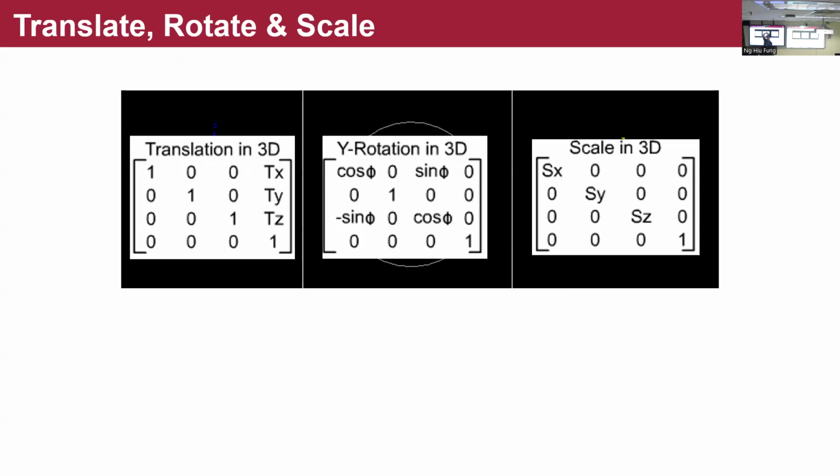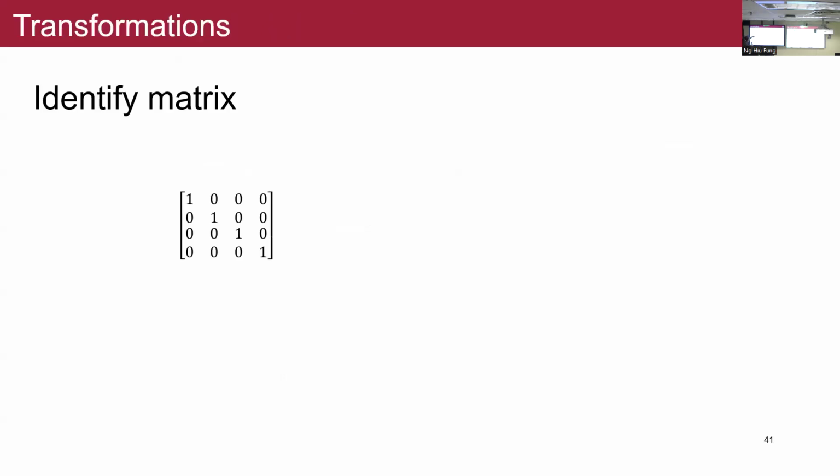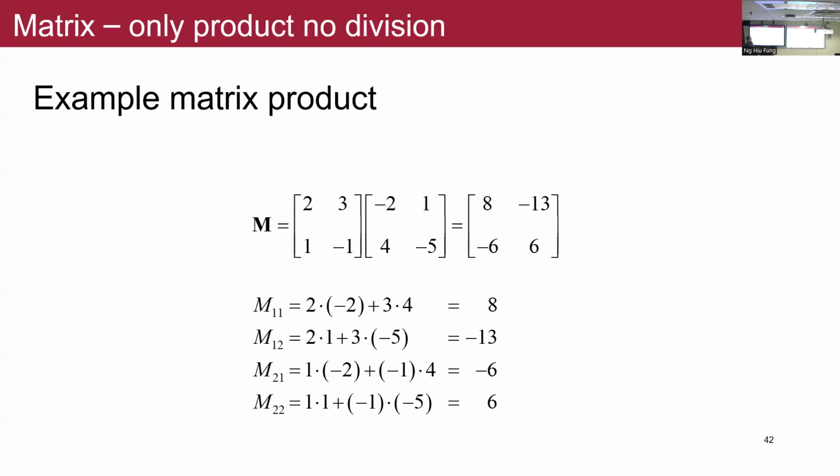Then scale: X scale enlargement, Y scale enlargement, Z scale enlargement. If you want, like Mario eating the mushroom and enlarging, the original is 1, 1, 1, then you will turn it into 2, 2, 2. Okay. And if you want to do nothing, you have the identity matrix, with 1s in the diagonal. So this one is the matrix manipulation.